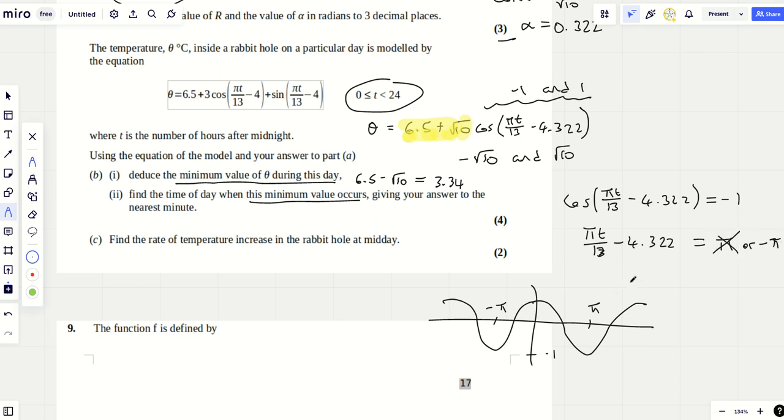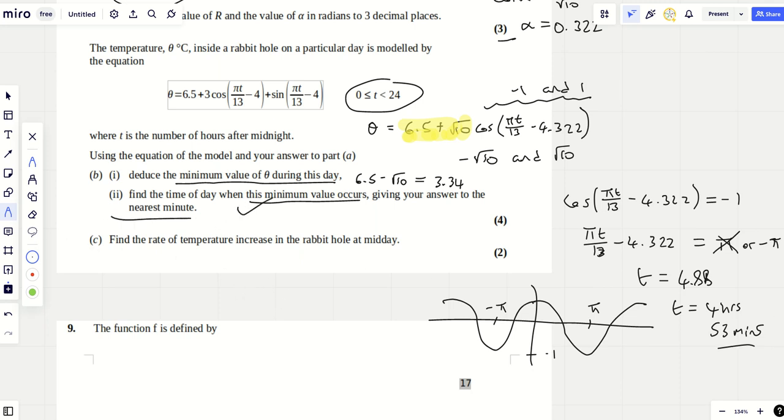So cross that out. Now we're just going to rearrange this very quickly on our calculators. We're going to do minus pi plus 4.322, times it by 13, divide it by pi, and then we get t equals 4.88. And if we want that in hours and minutes, times 0.88 by 60, you'll see it's 4 hours and 53 minutes. So we got it to the nearest minute.